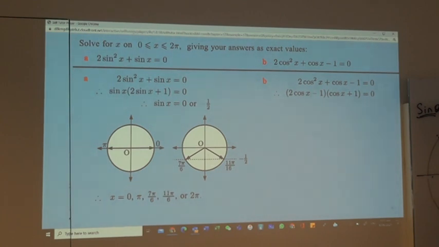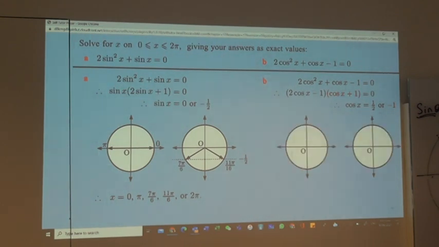So either 2 cos x minus 1 is 0, in which case cos x is a half, or cos x plus 1 is 0, in which case cos x is minus 1. We draw unit circle diagrams for each possible value of cos x. We locate the points with x-coordinates a half and the points with x-coordinate minus 1. On the domain 0 to 2 pi, the solutions are pi on 3, pi, and 5 pi on 3.